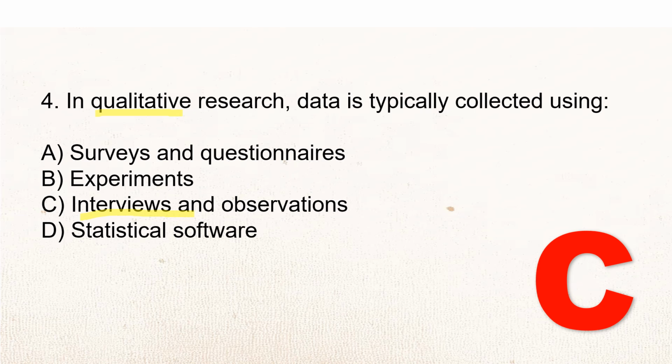For letter A, surveys and questionnaires are more commonly used in quantitative research. For letter B, experiments are associated with quantitative research and hypothesis testing. And for letter D, statistical software is used for analyzing quantitative data. So the rest of the choices are for quantitative research. Only letter C is the correct answer.